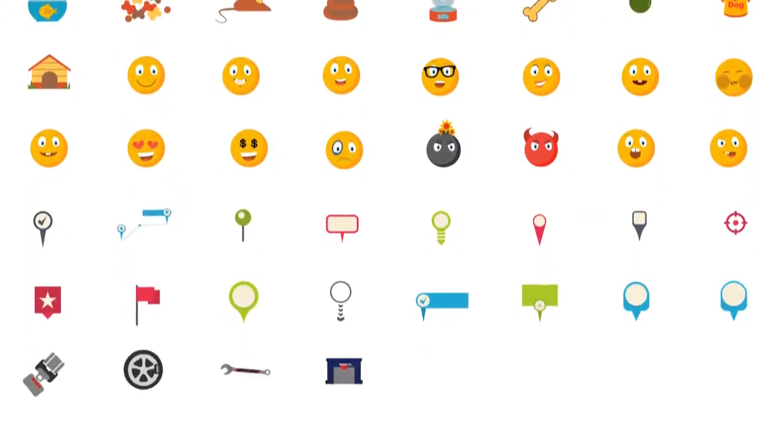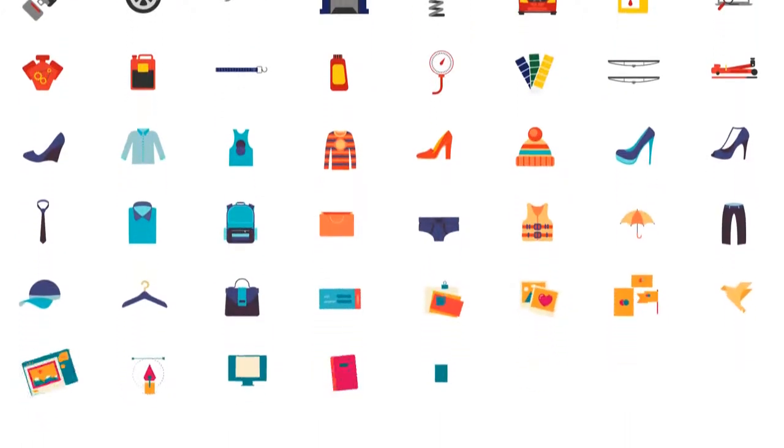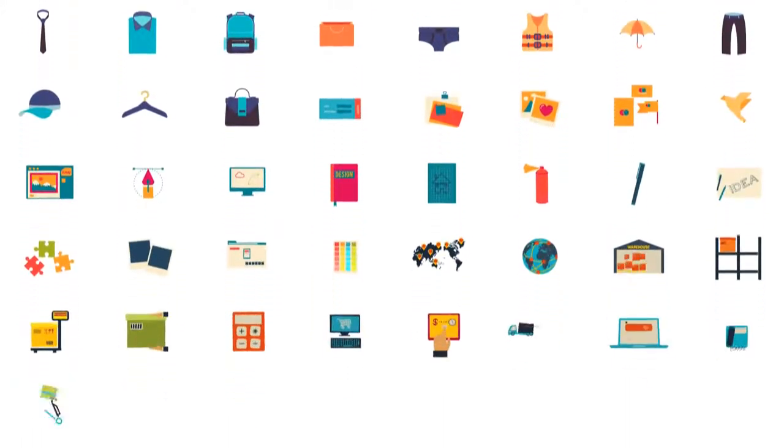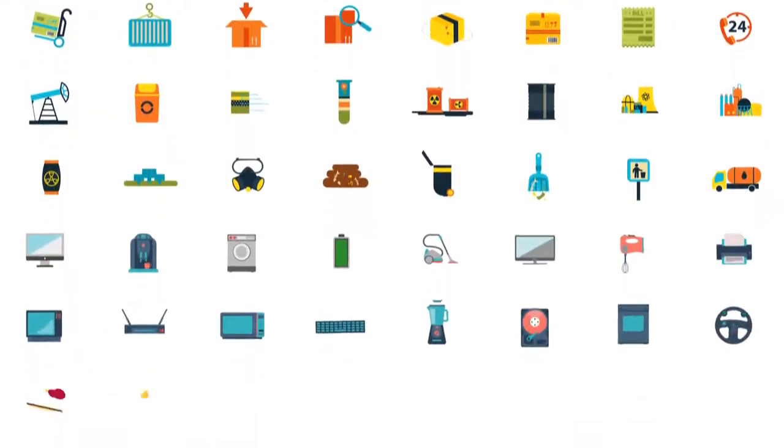The project is well organized. Convenient PDF and video preview for each icon category. 46 different topics from 40 icons in each section. And this is only the beginning.